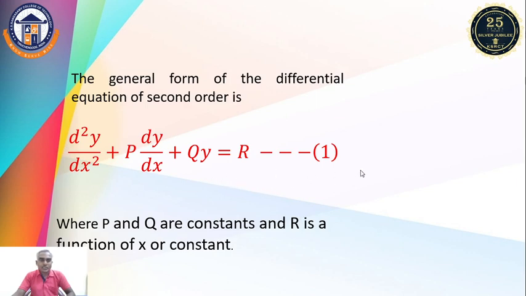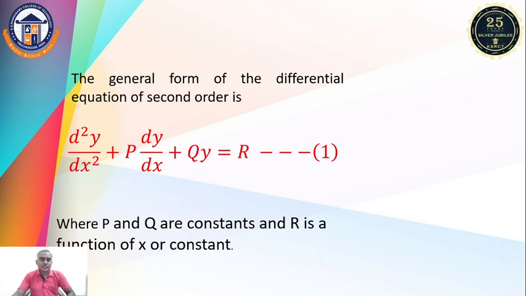In this representation, we classify the second order differential equation by the nature of R. Suppose the R value is equal to 0, that second order equation is called a homogeneous second order differential equation. Suppose R is not equal to 0, which means R is a function of x or any constant. We call that equation a non-homogeneous second order differential equation.